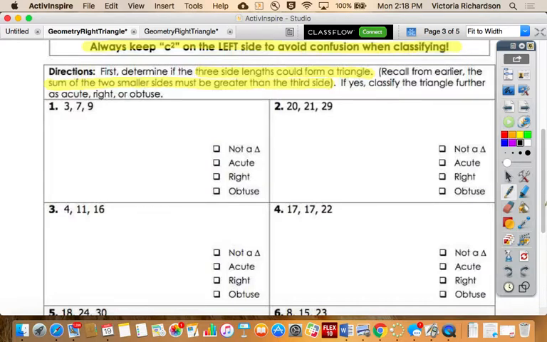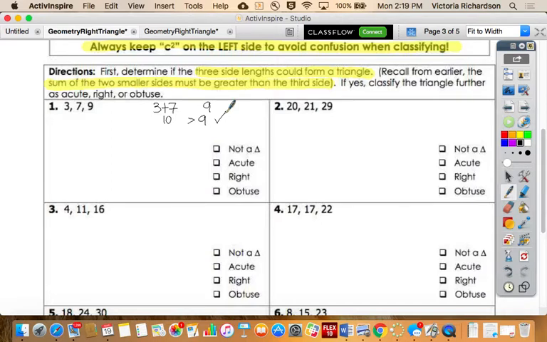So we have 3, 7, and 9. So the first thing we're going to do is determine whether or not this actually is a triangle. So I'm going to add the two smaller sides together, 3 plus 7, and I'm going to compare it to the number 9. So 3 plus 7 is 10, and 10 is greater than 9, so this is okay, because we got to make sure that the sum of the two smaller sides has to always be greater than the third side, or it can't be a triangle. So number 1 is a triangle because that is a true statement.